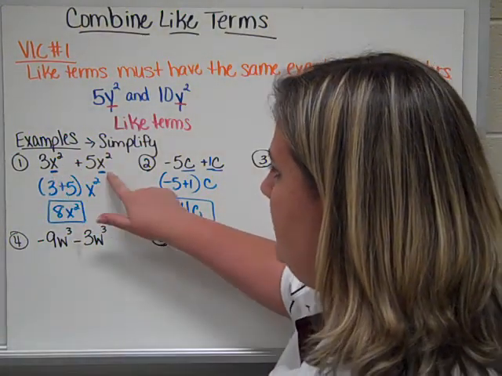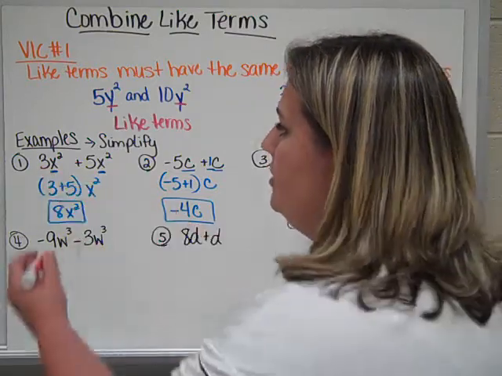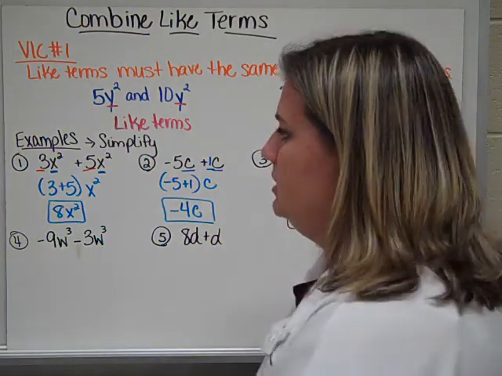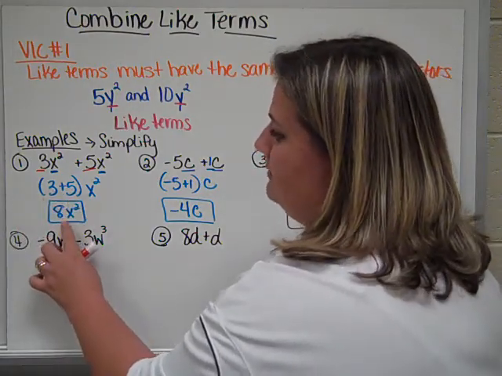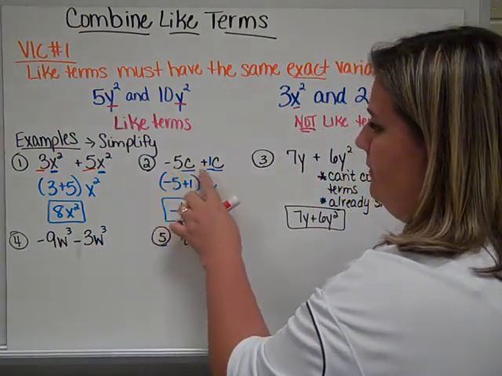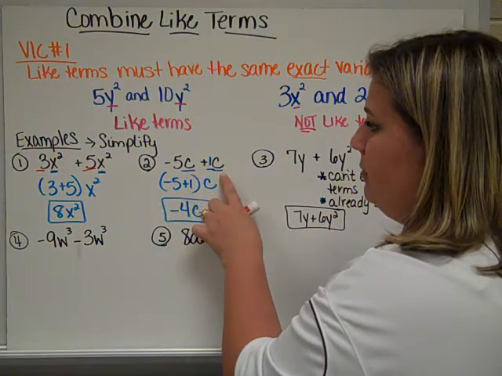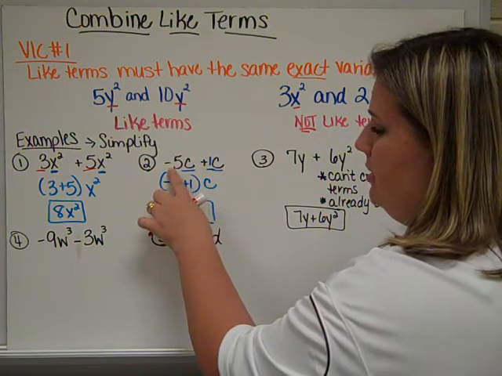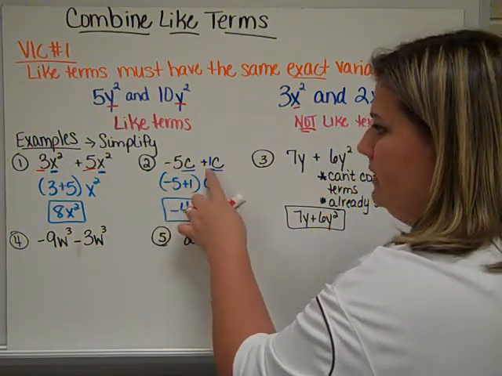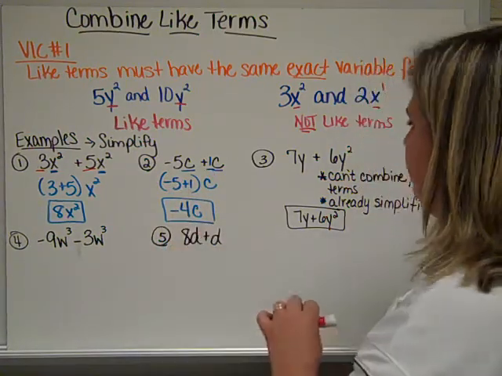So let's look at some examples on combining. x squared and x squared, I can clearly see those are the same variable factors. So that means I would go ahead and combine them by performing the operation on the coefficients. So 3 plus 5 gives me a positive 8x squared. Here, negative 5c plus 1c, I definitely have the same variable factors. So I combine the terms using the operations on the coefficients. Negative 5, positive 1, that tells me I'm going to subtract and take the sign of the larger, negative 4c.